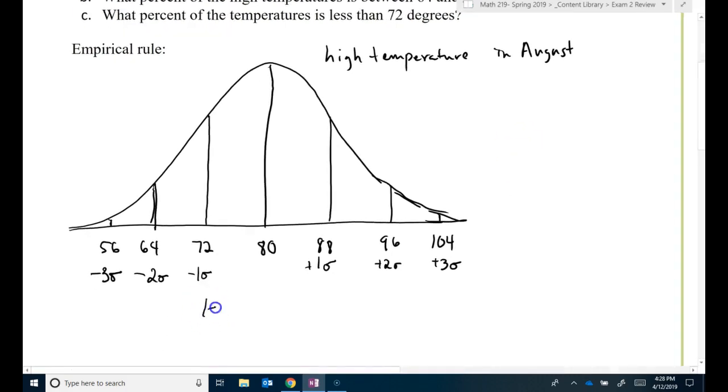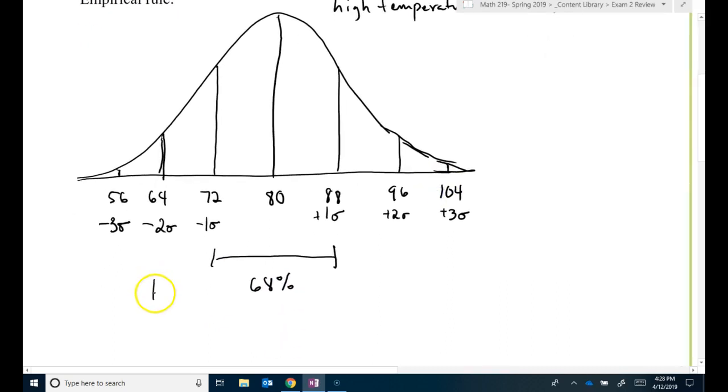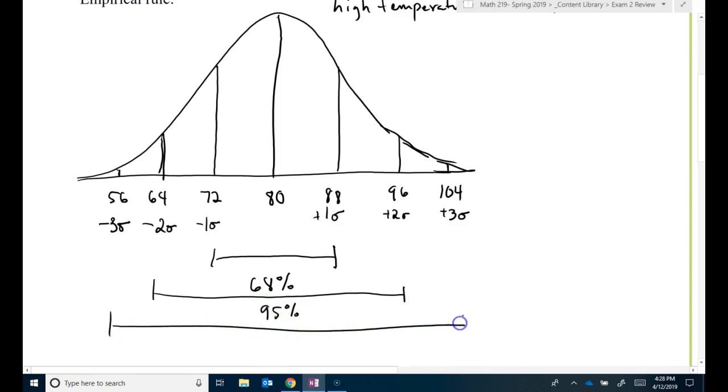The first part of the empirical rule is that between -1 and 1 standard deviation, in this case between 72 and 88 degrees in terms of high temperatures, we have 68% of the data. Then between -2 and 2 standard deviations away from the mean, we have 95% of the data. And then between 56 and 104, or -3 and 3 standard deviations, which just happens to be 56 and 104 for this one because of this distribution's mean and standard deviation, that's 99.7% of the data. In other cases, you're going to get different values.